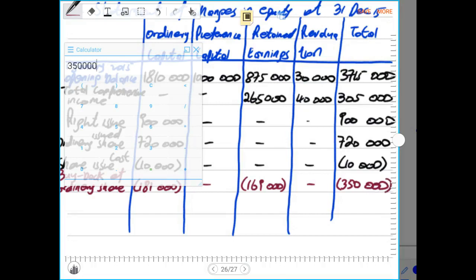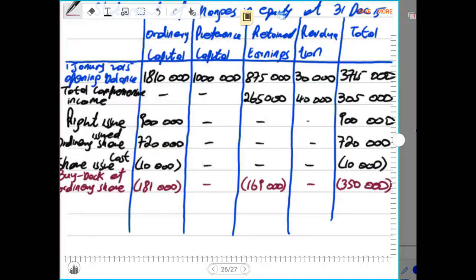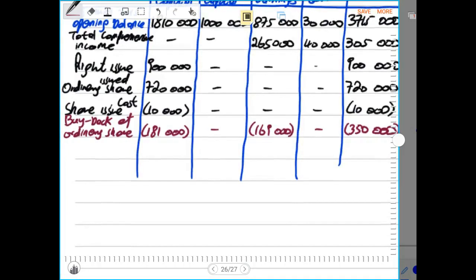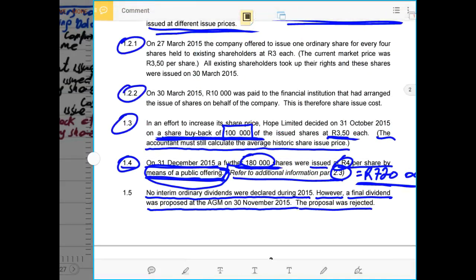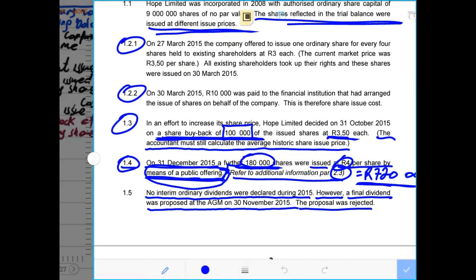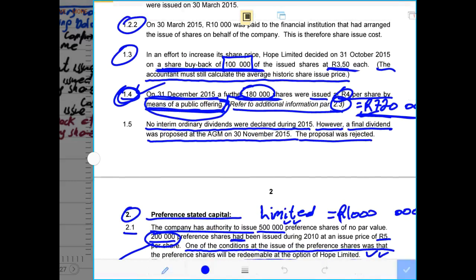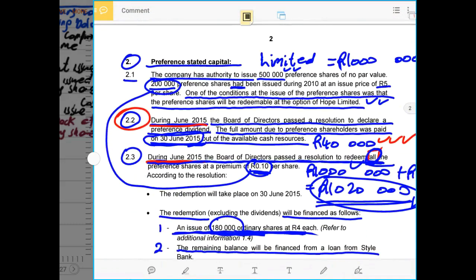350,000 rands will be the amount under the total column. Then we have to check if any dividends were declared. I think there were dividends declared. For ordinary there was no declaration, but for the preference there was. However, let us check. We have recorded number 4 already, 720,000. We have done that. With regards to ordinary, the proposal was rejected, so there were no ordinary dividends.